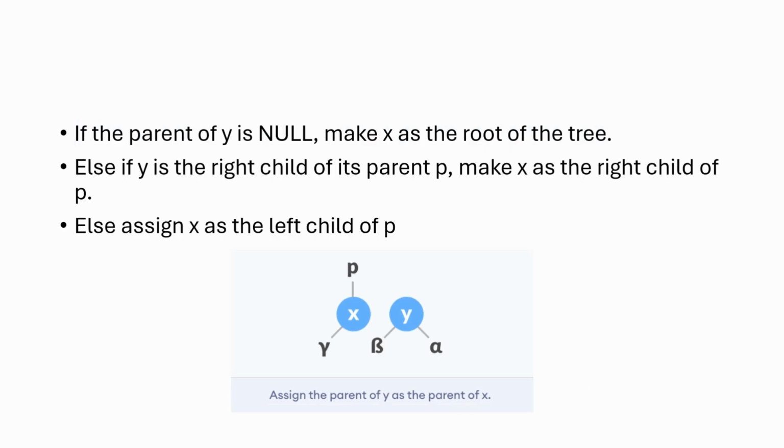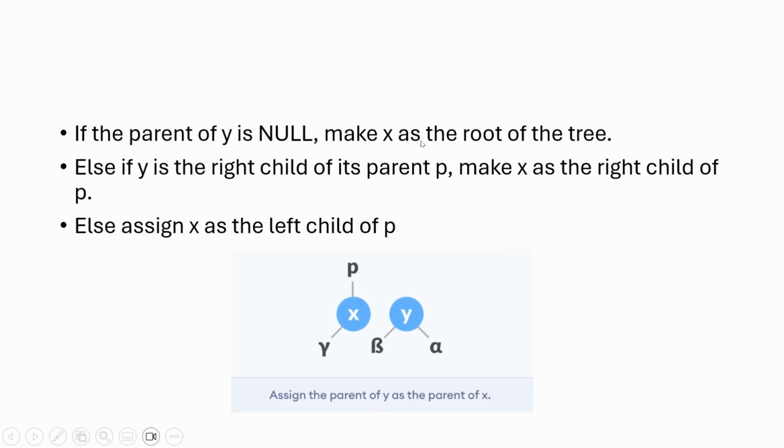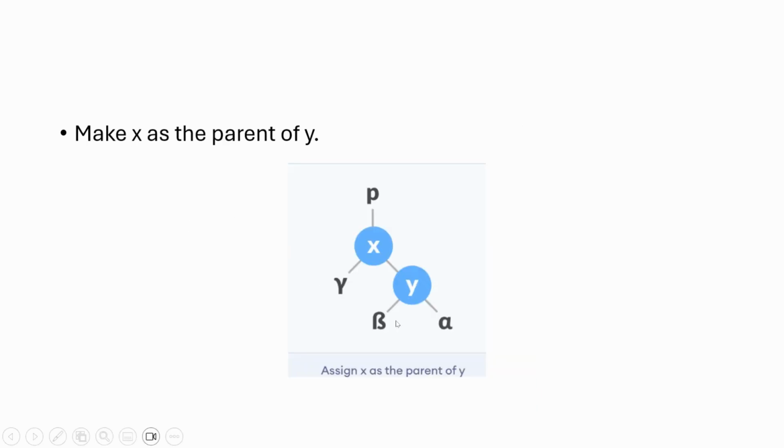If the parent of Y is null, make X the root of the tree. Else, if Y is the right child of its parent P, make X the right child of P. Otherwise, assign X as the left child of P. So I've got these two detached for now. Make X the parent of Y. So we're rotating right, so X came up. And this is what you ended up with.